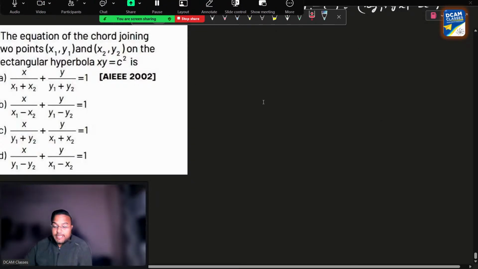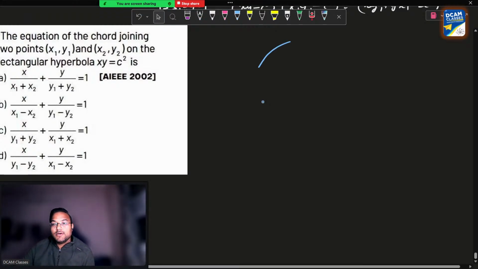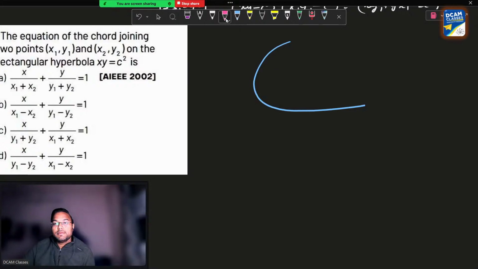Able to do? No idea? See how you solve this one. There's only 3 minutes left, 2 minutes left. Let me do it quickly. These are the 2 points, x1 y1 and x2 y2, and they are asking you to find the equation of the chord. Let's find its midpoint.